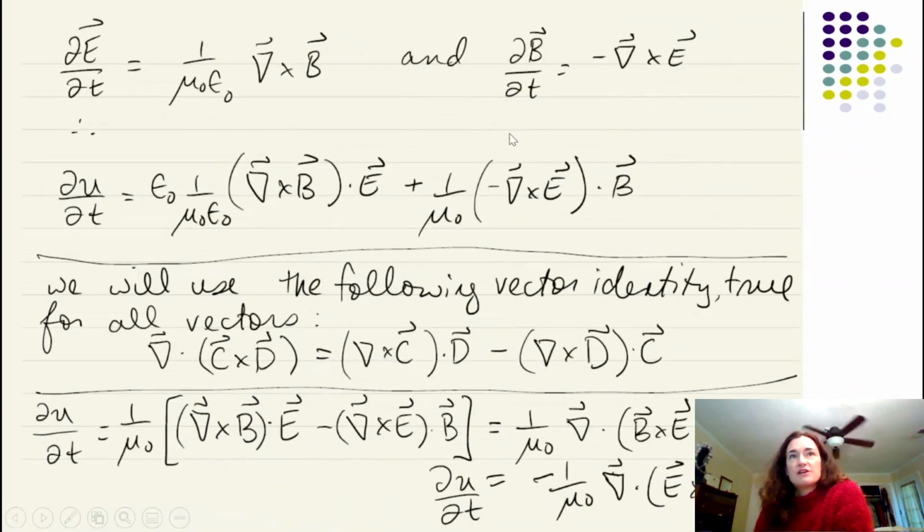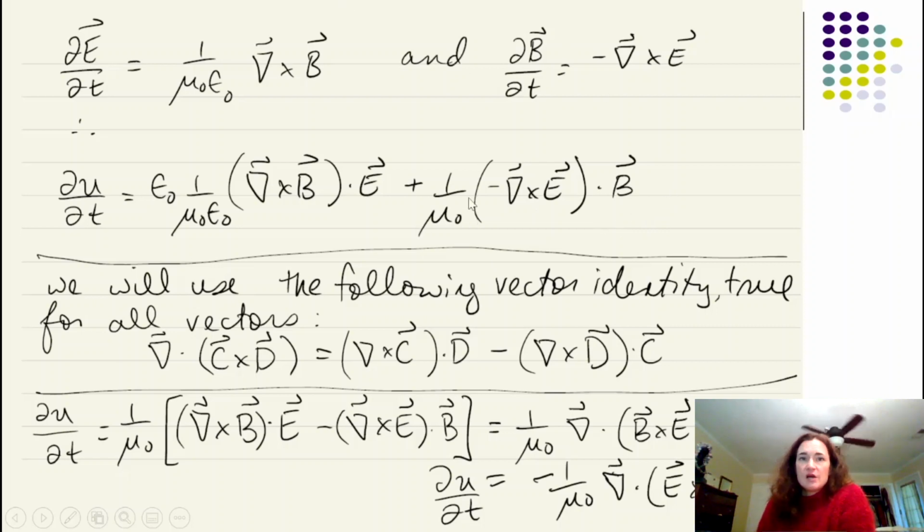Rearranging Faraday's law and the Ampere-Maxwell law to have partial E with respect to t and partial B with respect to t on one side, and then plugging those relationships into my partial U with respect to t expression, I end up with partial U with respect to t is equal to epsilon naught divided by mu naught epsilon naught times curl of B dotted with E, plus 1 over mu naught times the negative curl of E dotted with B. So yet again, I'm just using those equations up there and substituting in.